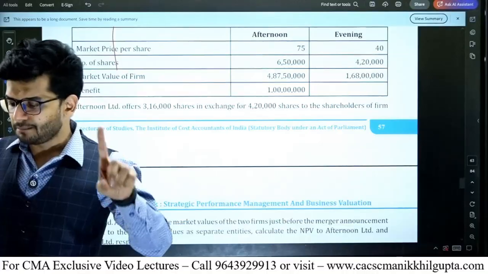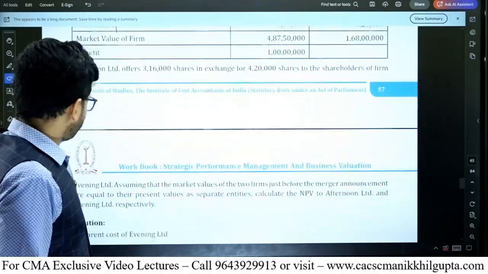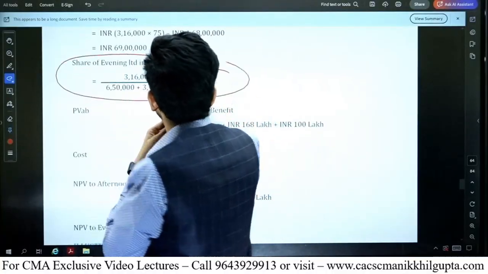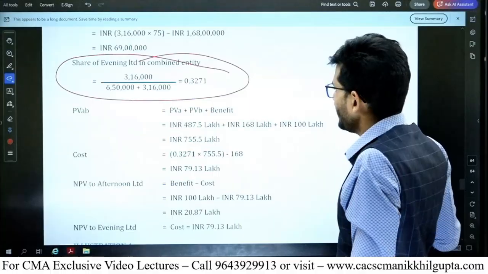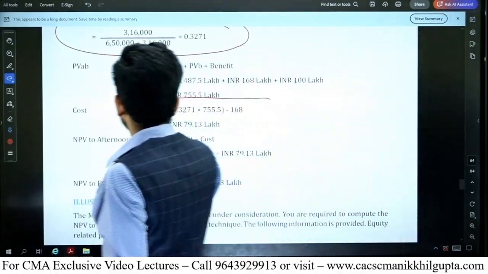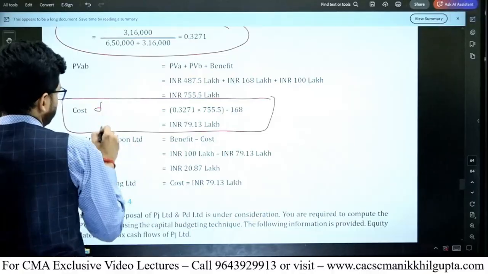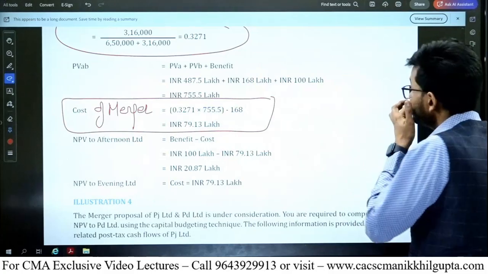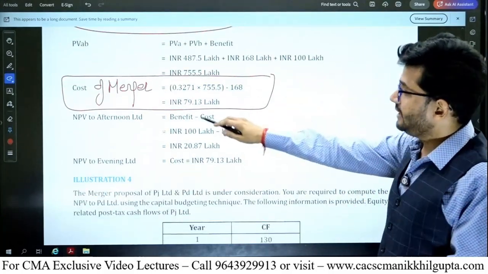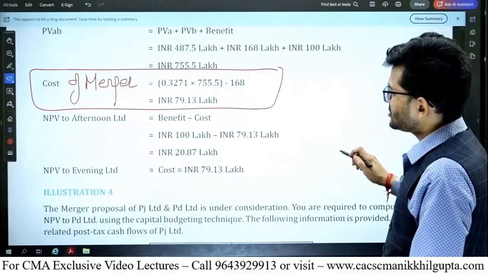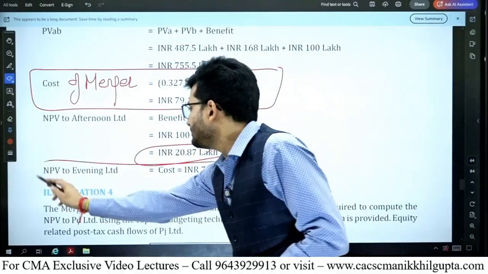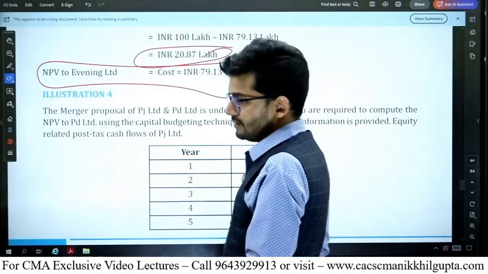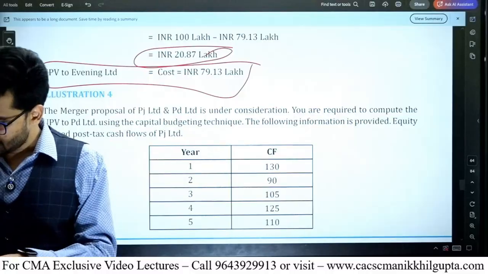Illustration number 3, again very simple and straightforward. The cost of merger is required to be calculated, guys. We have studied how to calculate the share of Evening Limited in the combined firm. Then the cost of merger, a very popular phenomenon, is required to be calculated in these questions. NPV to the acquirer company is benefit minus cost, and this is the NPV to the acquired company. A very simple and straightforward question. Yes, this question is interesting. Yes, I need to discuss this.